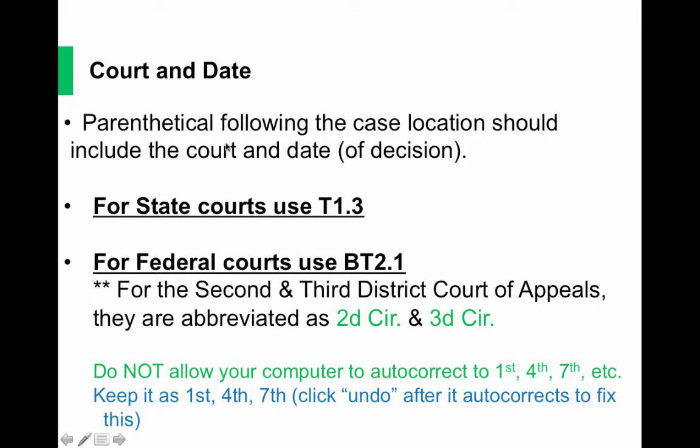The last thing that you need to include is the court and the date. This is going to be in a parenthetical at the end of your citation. For state courts, you can use Table 1.3, and for federal courts, BT 2.1. Just keep in mind that when you're abbreviating second and third, it becomes 2d and 3d. You don't put the N or the R that you would typically see in that abbreviation.